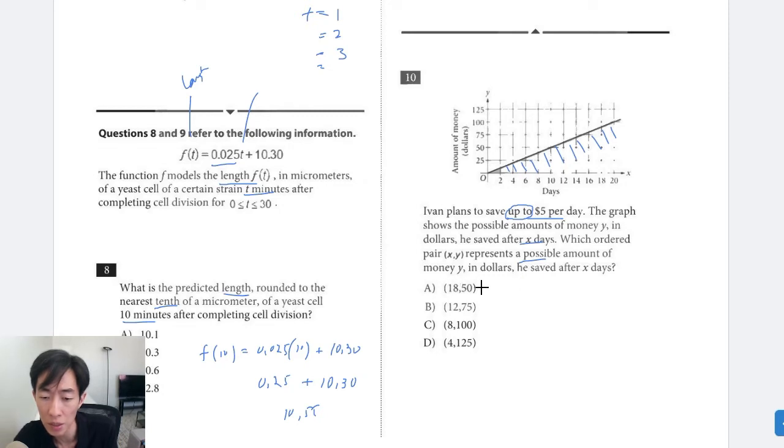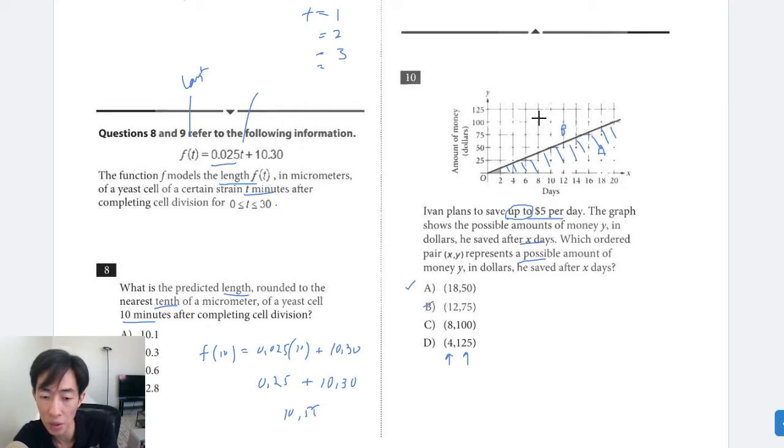So they're asking which is a possible amount after X days. And so notice the days is here and the amount is here. So let's just go one by one. 18, 50. 18, 50, that's choice A. So definitely under the line, A seems to work. 12, 75, 12 here, 75, this is B, above the line, not gonna work.